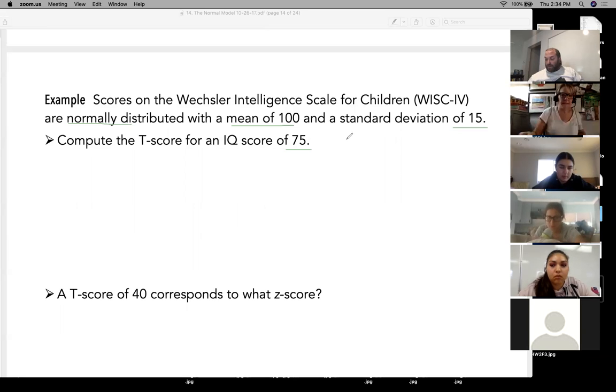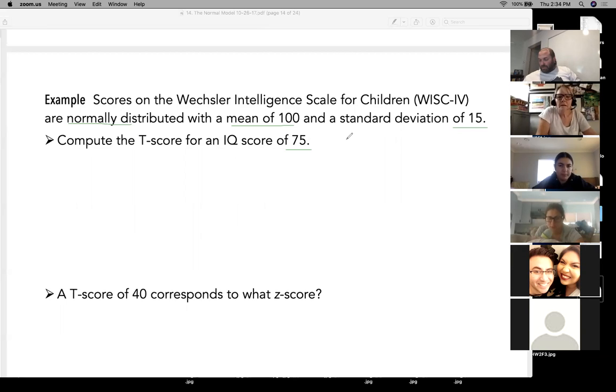So we take, wait a minute, I have a question. Would the 75 be the x, so it'll be 75 equals x minus 100 over 15? 75 is not the z-score. 75 is your actual score.